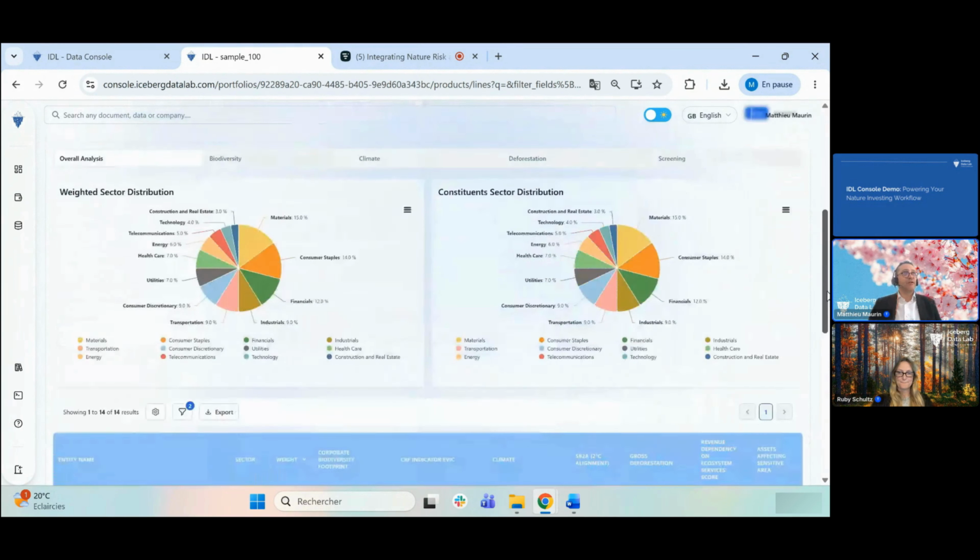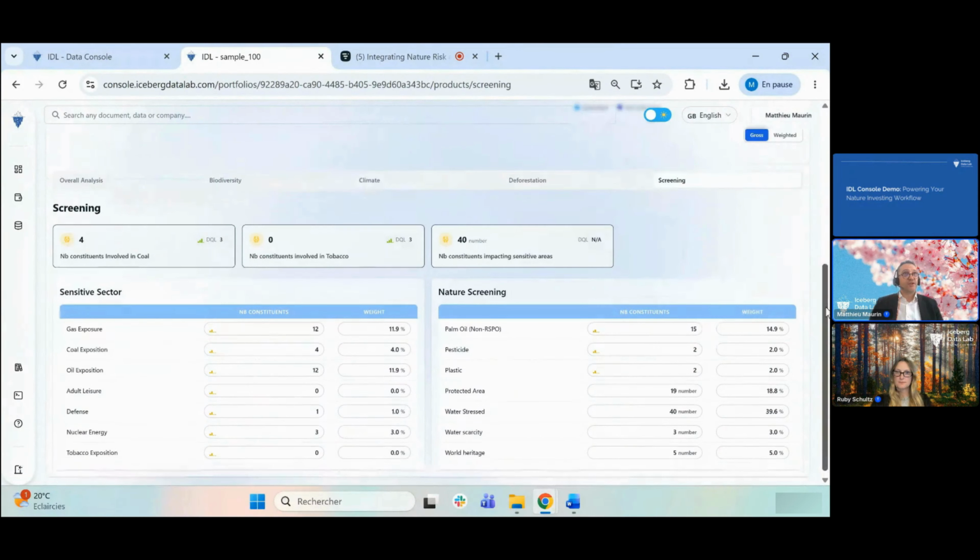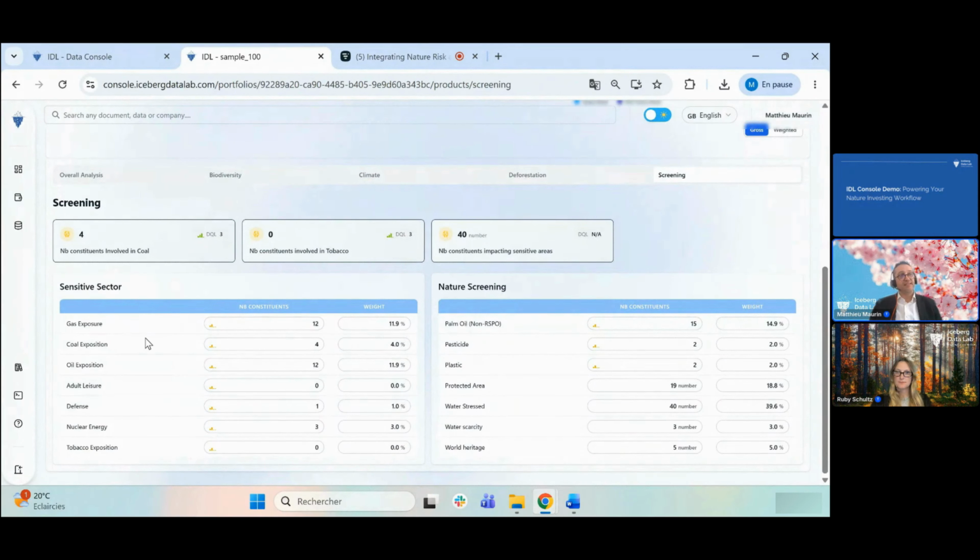As I said, several use cases are possible. The first one and the simplest one is to screen the constituent. So we have the usual PAB and sensitive sector screening. And as you see here, we identify the number of constituents in that portfolio, 100 constituents, that operate at least one asset close to one sensitive areas. And it is disaggregated here between protected areas, areas in water stress, and the other sensitive issues, which are deforestation, production of pesticide, production of plastic.